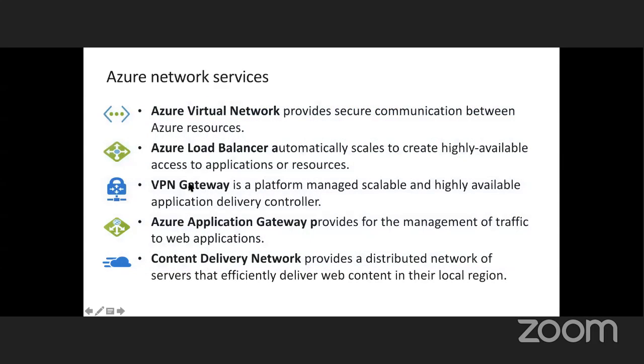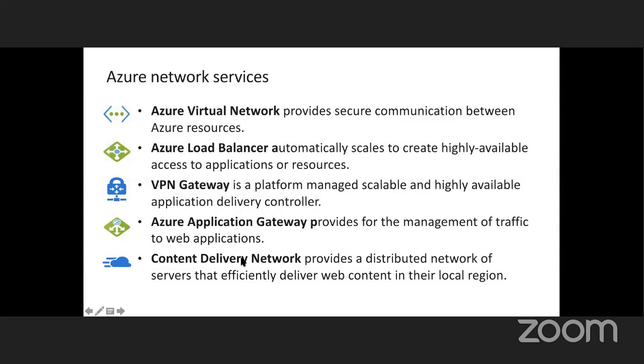We have VPN Gateway. It's a platform managed, scalable, and highly available application delivery controller. This is used for connecting from on-premise to the cloud. Azure Application Gateway provides for the management of traffic at web applications. This is the other type of elastic load balancer for applications. In AWS, you have network load balancer, classic load balancer, and application load balancer. Here you have the load balancer and the application gateway. This is for applications, right?